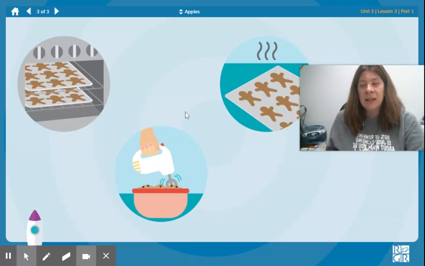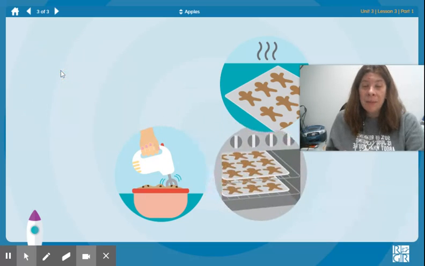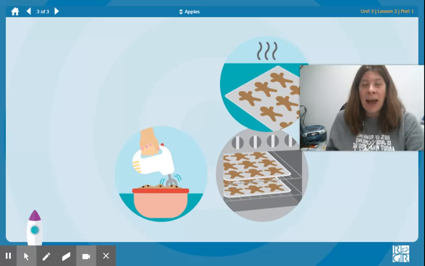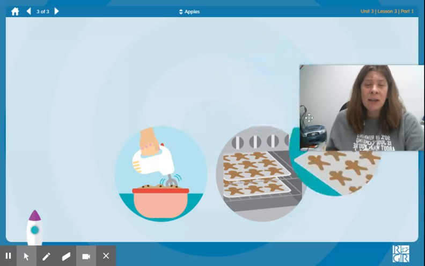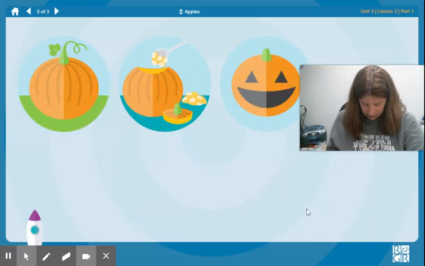I mixed the cookies. What happened next? I had to put the cookies in the oven. What happened last? I took those cookies out and they smelled so delicious.